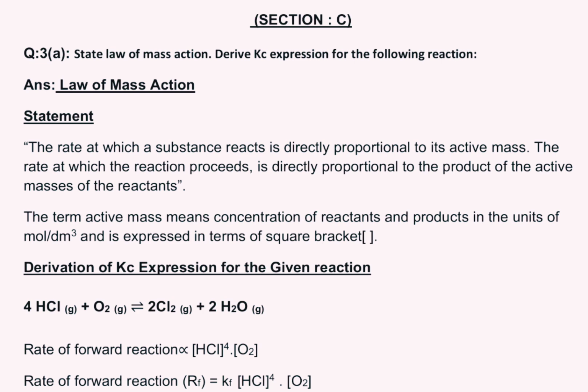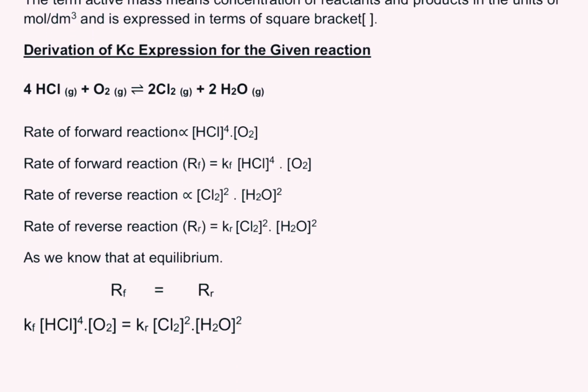Then we have an equation. Always remember that we need a balanced equation for the Kc expression. Whatever we stated in the definition, we need to write down in expression form. So the rate of forward reaction is directly proportional to hydrochloric acid power 4, because 4 molecules are involved in the balanced equation, and 1 oxygen molecule. This is a relation, and to convert the relation into an equation you have to put the constant. So the rate of forward reaction is equal to Kf, and the remaining thing is still there.